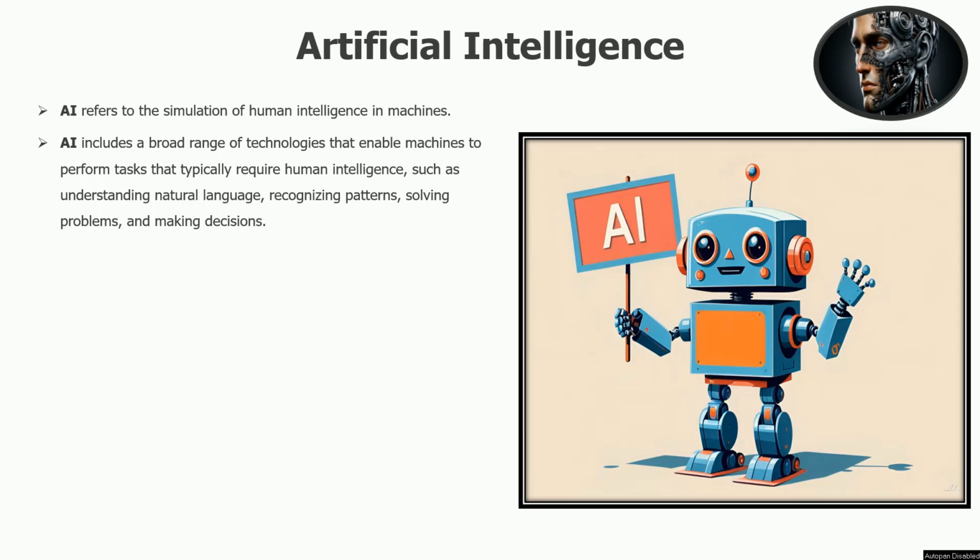AI includes a broad range of technologies that enable machines to perform tasks that typically require human intelligence, such as understanding natural language, recognizing patterns, solving problems, and making decisions. Let's have a few examples of AI which we actually use in our real life.